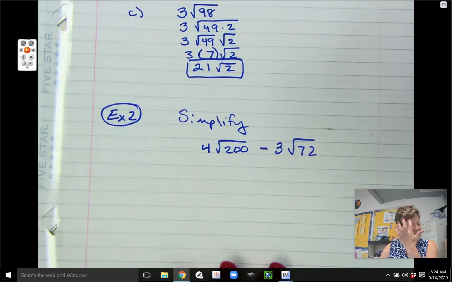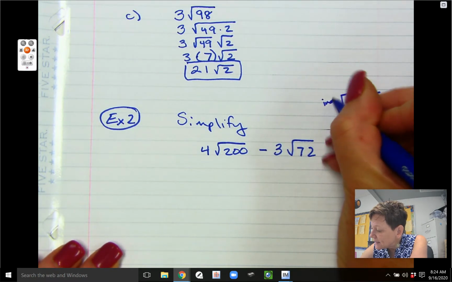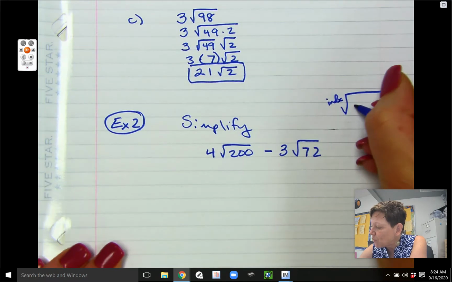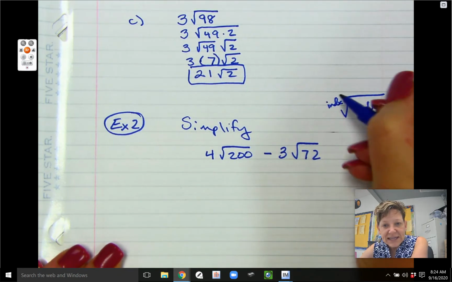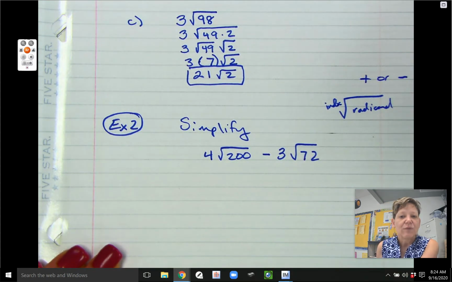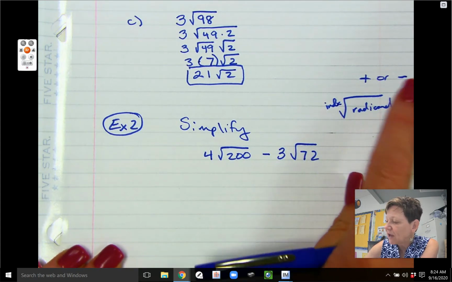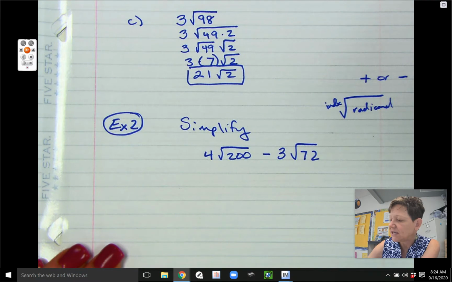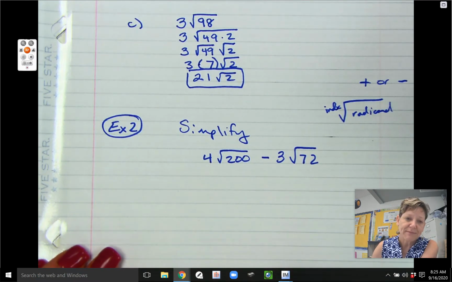Okay, now this problem is a little different than what we've done before because we cannot add or subtract radicals unless they have the same index and the same radicand. So the index and the radicand need to be the same if you want to add or subtract radicals. So the number here on your radical and the number inside your radical have to be the same if you want to add or subtract. And here they are not the same. So what we do first is simplify and see if we can make them the same.